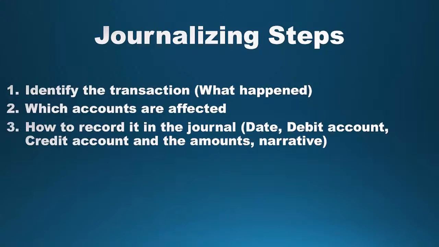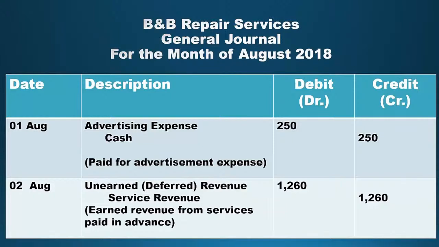Let's get started. August 1st, paying for advertising. Step 1. What happened? The company paid $250 for advertising on Kijiji to promote their services for the month of August. Step 2. Which accounts are affected? Advertising expense increases because the business is incurring this cost. Cash decreases because the company paid this amount.